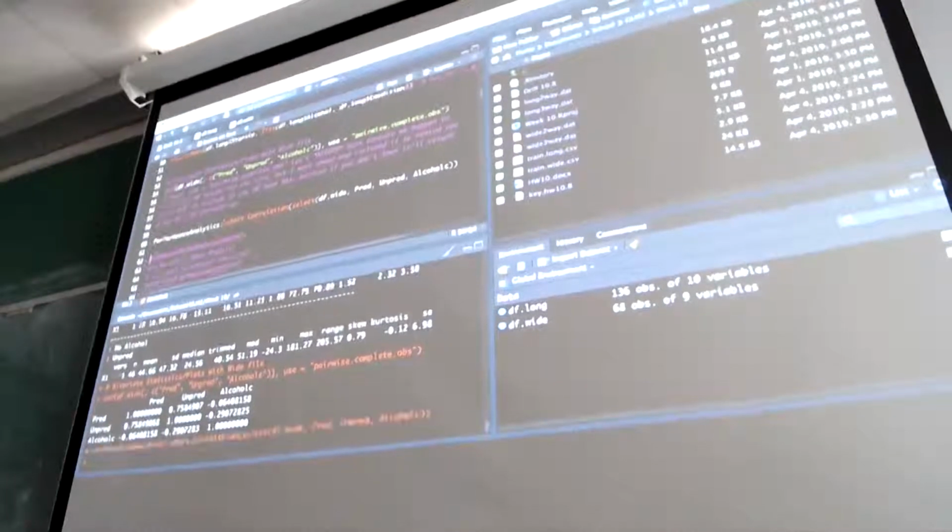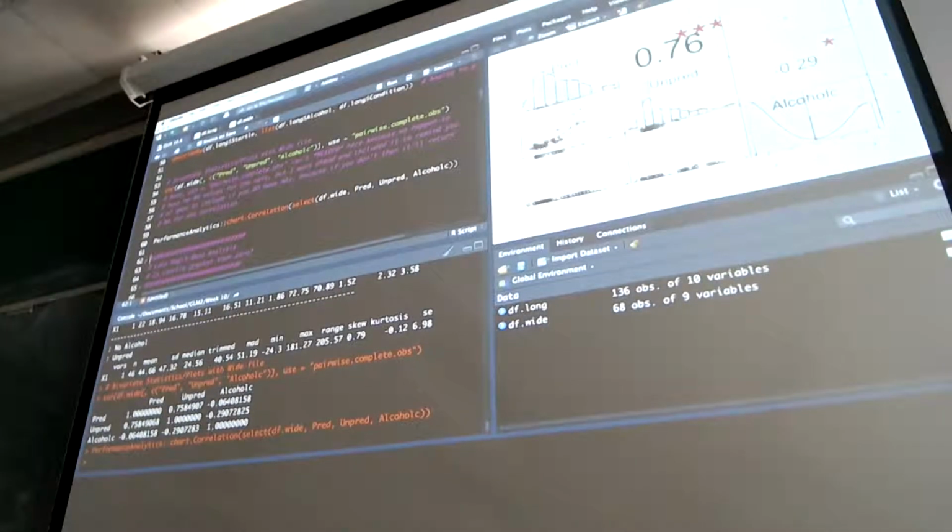And then the chart correlation function, if you want to see the univariate and bivariate distributions and the correlations there, is a great function.